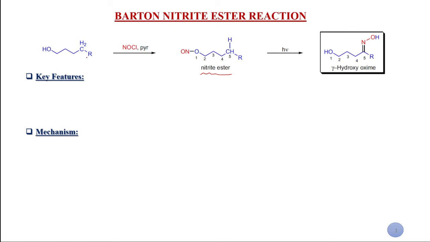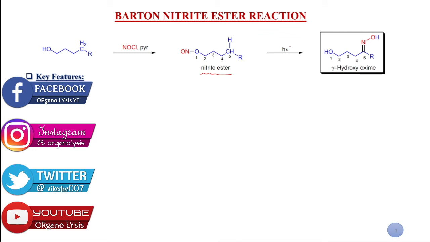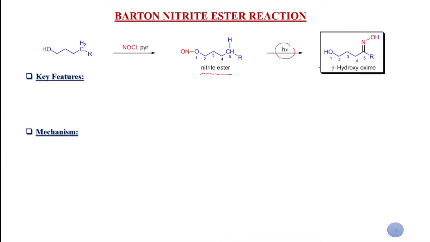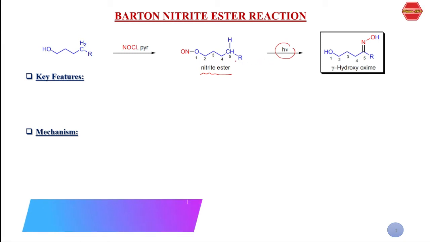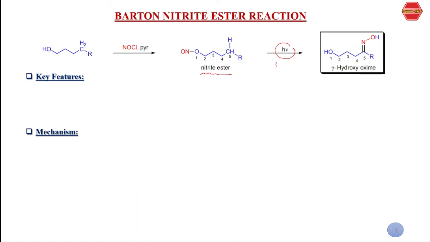So we can convert this alcohol into the nitrite ester by using NOCl and pyridine, and after that if we use hν on this nitrite ester, then we will get this gamma hydroxy oxime type of intermediate. How we get this intermediate is that a 1,5 hydrogen abstraction is going to take place while doing this reaction, right?